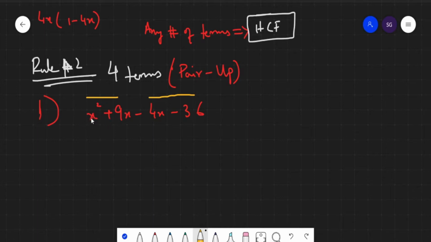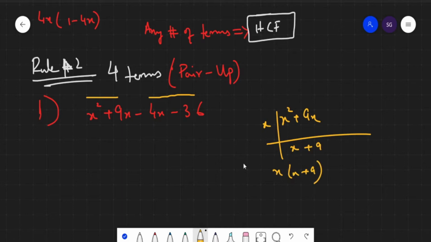Now that you have paired up, factorize this pair. So I'll do it separately here. If it is x squared plus 9x and you factorize that, you get x as common out, so x times x plus 9 is the factorization of the first pair here. I'll replace it by the factorized form, x times x plus 9. And then for the second pair, negative 4x, negative 36. This time, first of all, the sign, you see a negative sign common out, and you also see that 4 is common out.